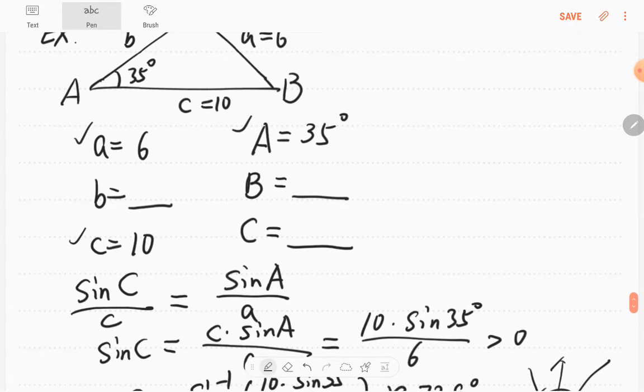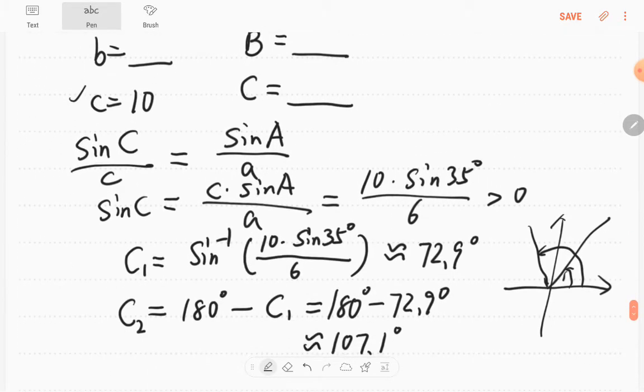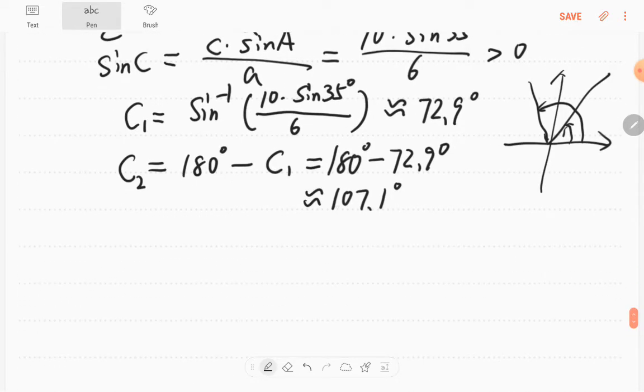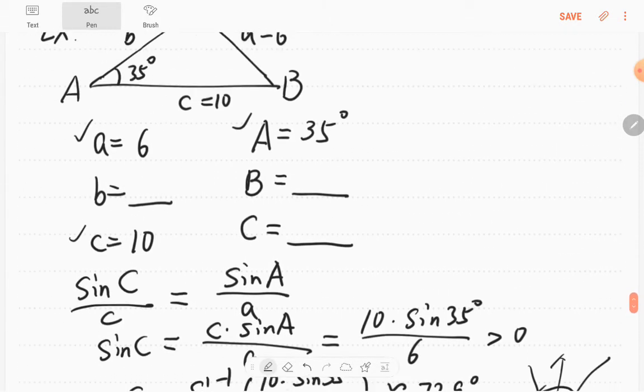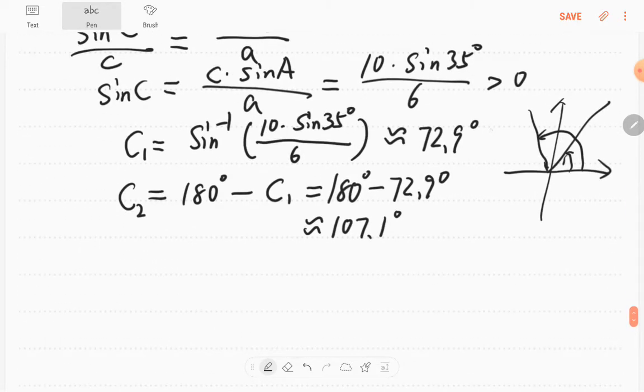So like we did before, we need to look at whether, if we plug in the angle C and add them up, the sum is greater than 180, right? If we have 72.9 degrees, we add 35. Of course, no problem, less than 180. So we can always find the angle B, right? And if we have 107.1 degrees, we add 35 degrees, it's still less than 180. So we still can find the angle B. So that means you have two triangles. Both are correct angles it could be.